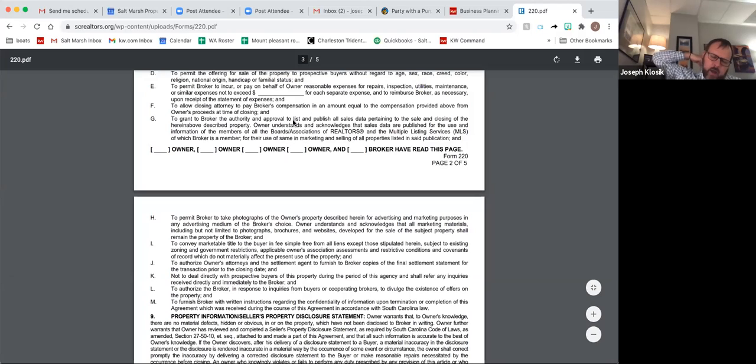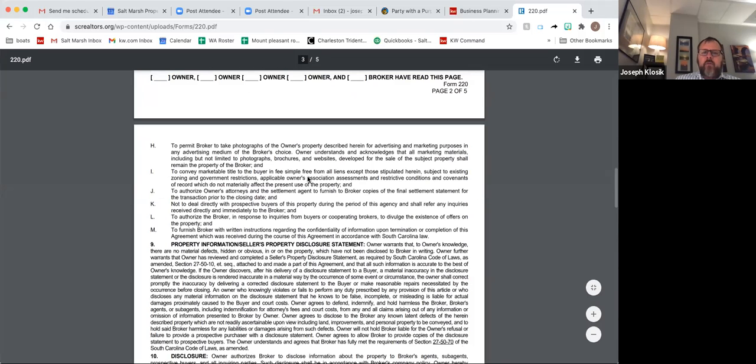This would be more designed for situations like if you had bank-owned properties or that sort of thing. If you do get into those situations, I would highly recommend that we talk first about how that should be set up, because you don't want to be taking on any more liability than you have to. To convey marketable title for the property basically means that the property can be sold free of any liens.